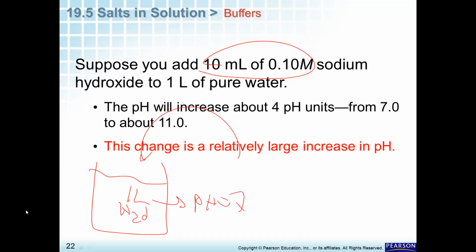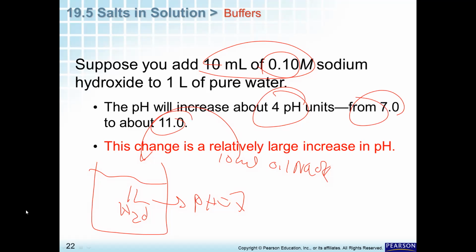If we add just 10 milliliters, which is a small amount of a very dilute solution, 0.1 molar sodium hydroxide, what will happen to the pH? It will rise. From where will it rise? It will rise 4 points, I'm sorry, from 7 to 11. That's a lot. Oh yeah, it's a base. We're adding a base, even though it is a small amount, but we are adding it to pure water. So the pH will jump from 7 to 11.